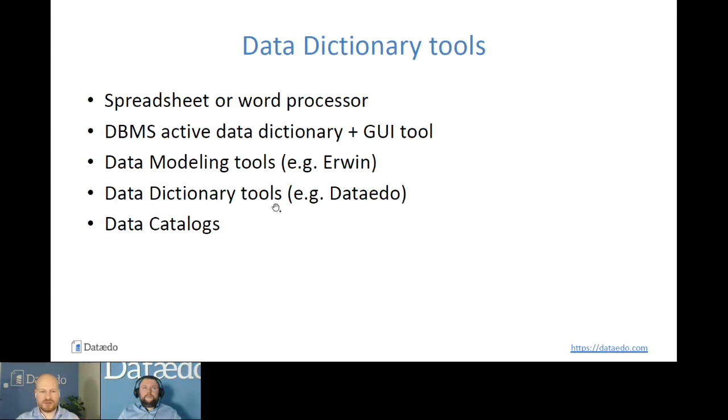There's a category of tools that Dataedo falls into. And there is this new category of tools called data catalogs, which are used to help analysts and people doing all the reporting and querying, help easily find the data.